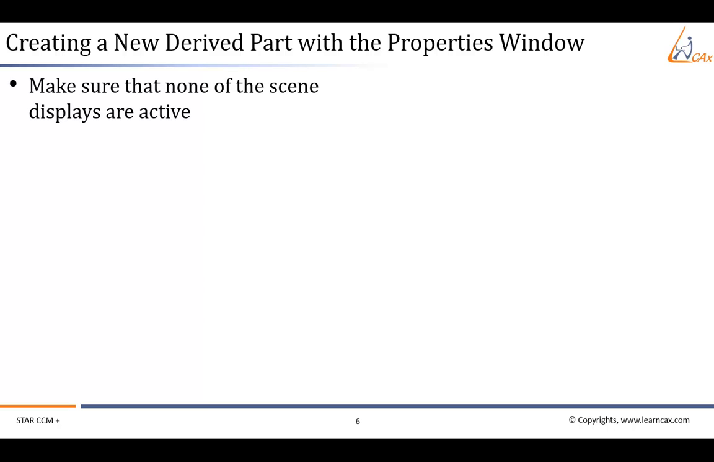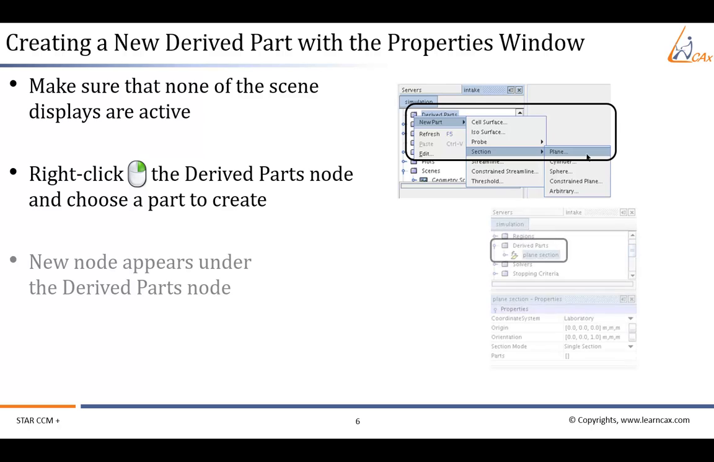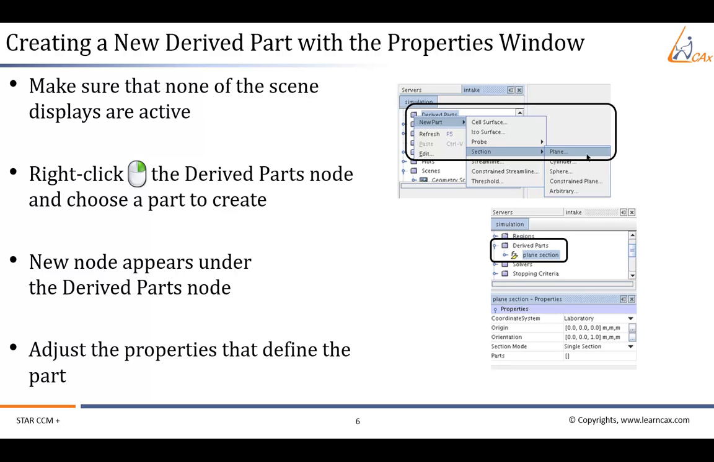Slide 5. The other way to edit or create derived part is the Properties window. If we do not want the in-place dialog visible, make sure that none of the scene displays are active. Then, right-click the Derived Parts node and choose a part to create. A new node appears under the Derived Parts node, which we can visit and adjust the properties that define the part.